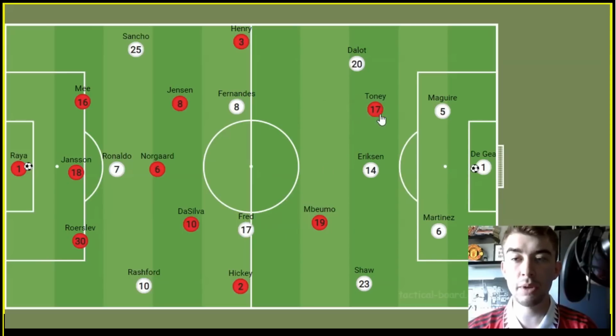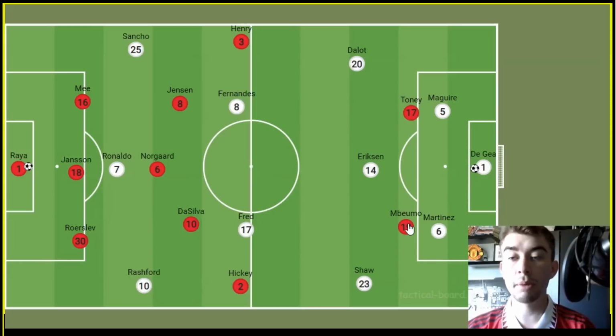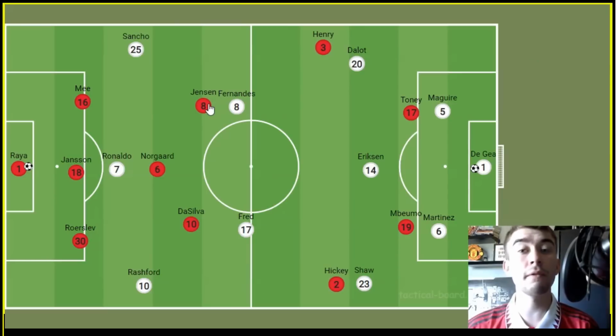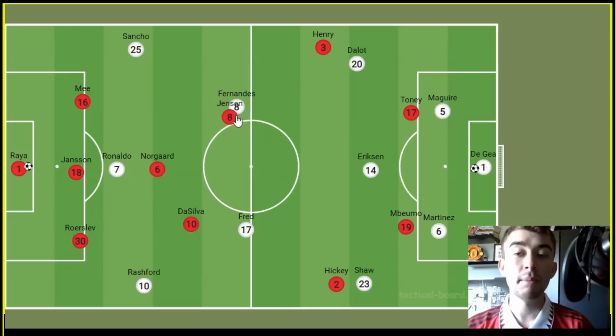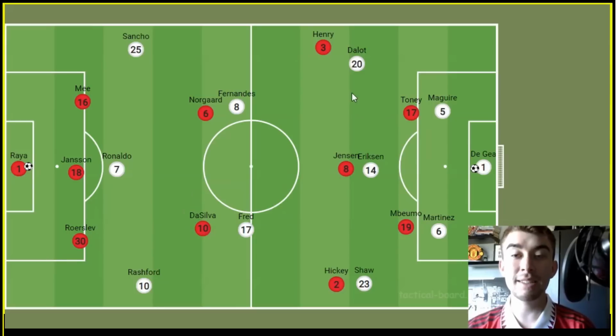We saw Ivan Toney push up on Harry Maguire, Mbeumo on Martinez, Hickey up to Shaw, and then Henry at left wing back all the way up on Dalot. Now the most important player in this press was Jensen here. Now we might have expected him and Brentford to play in a reserved way, holding a deeper position in the midfield. But no, he was absolutely key to the press, because he pushed all the way up on Christian Eriksen here, Norgaard went to Fernandes, and then De Silva on Fred. And what we can see is that Brentford have gone man for man in every position.